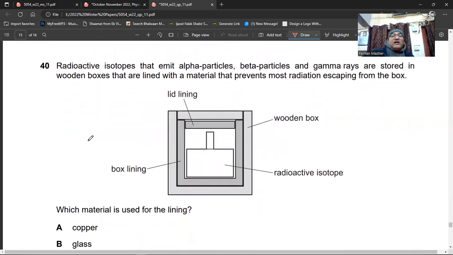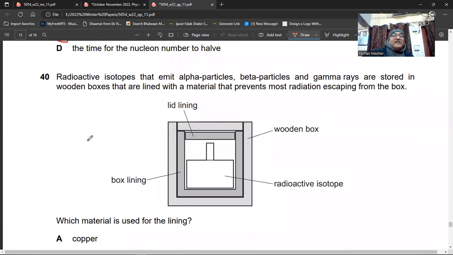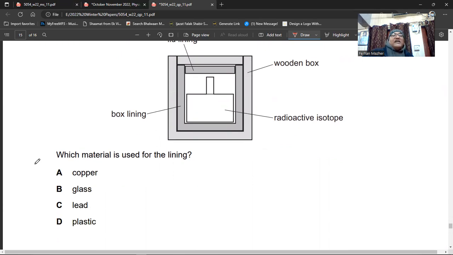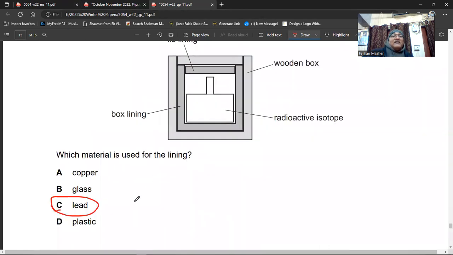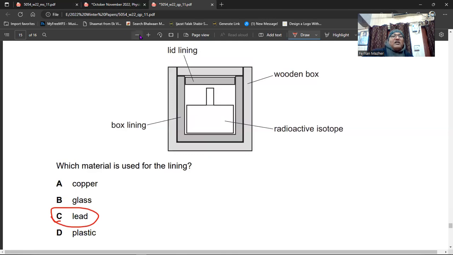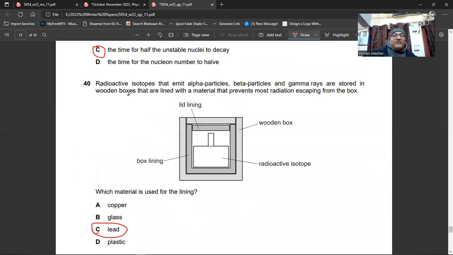I think this is question number 40. Radioactive isotopes that emit alpha particles, beta particles, and gamma rays are stored in wooden boxes that are lined with a material that prevents most radiation escaping from the box. Which material is used for lining? I think lead. C. That's a very simple, straightforward question. That is question number 40.